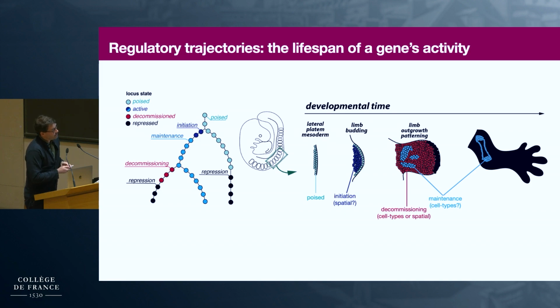And in other cells, the early expression will be rapidly decommissioned or stopped in specific cell types again, or in a new, spatially defined domain that arises during the limb bud patterning. And then there will be repression in these cells at some point.